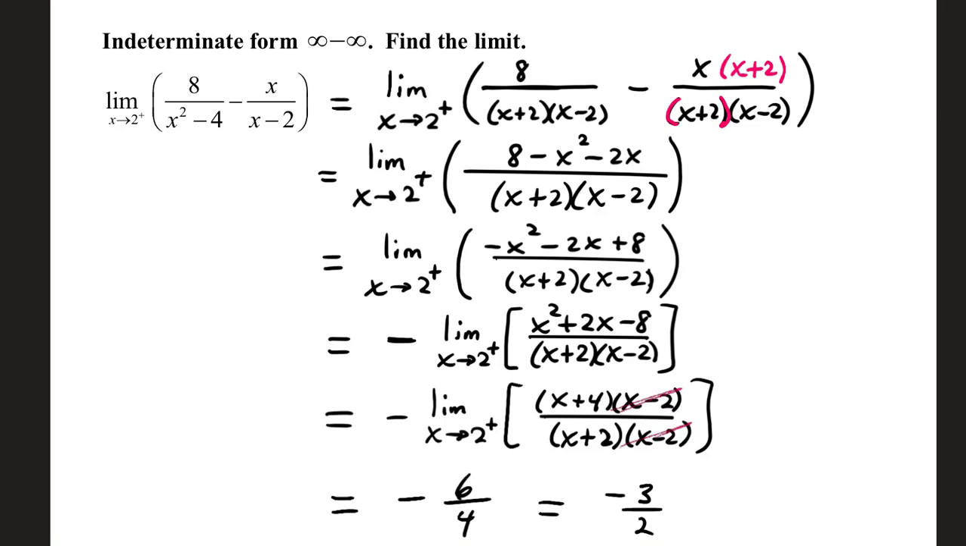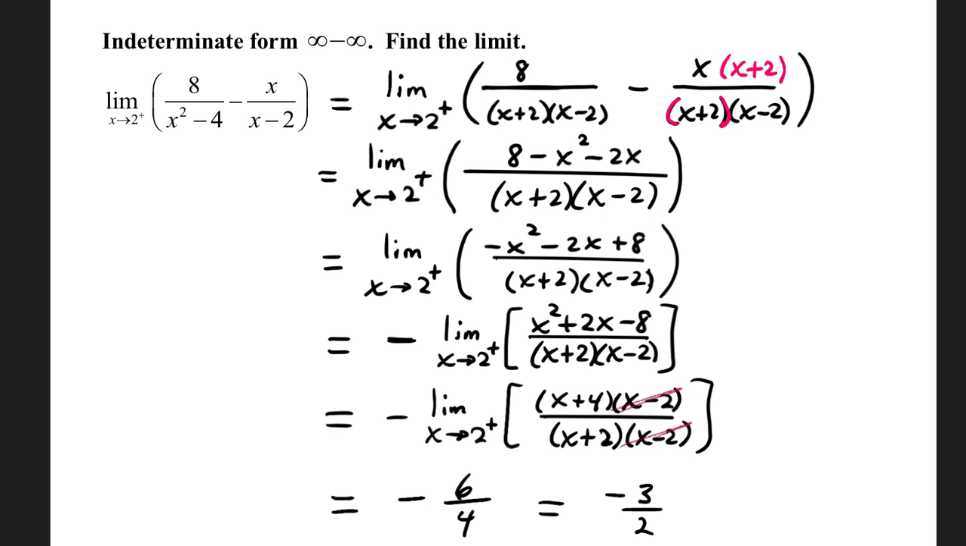Let's look at our final type of indeterminate form. We have an infinity minus infinity indeterminate, and we're asked to find the limit. We're going to find the limit as x approaches 2 from the right for 8 over x squared minus 4 minus x over x minus 2.